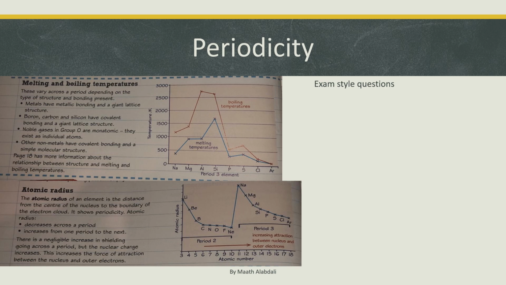There's a negligible increase in shielding across the period, but the nuclear charge increases. This increases the force of attraction between the nucleus and the outer electrons. So yeah, this is basically topic 1. We are done with topic 1.